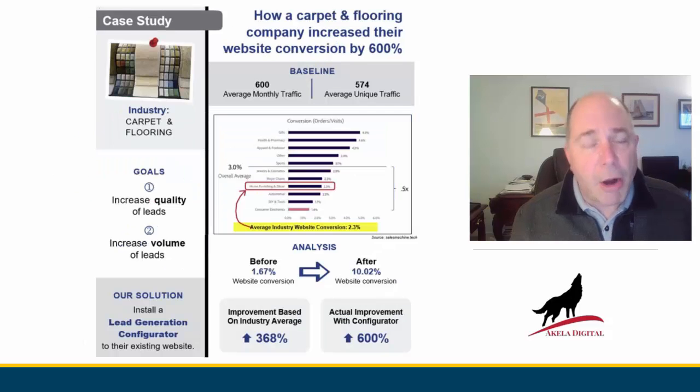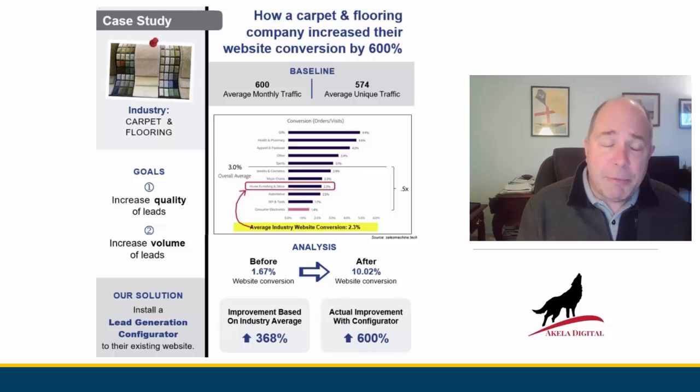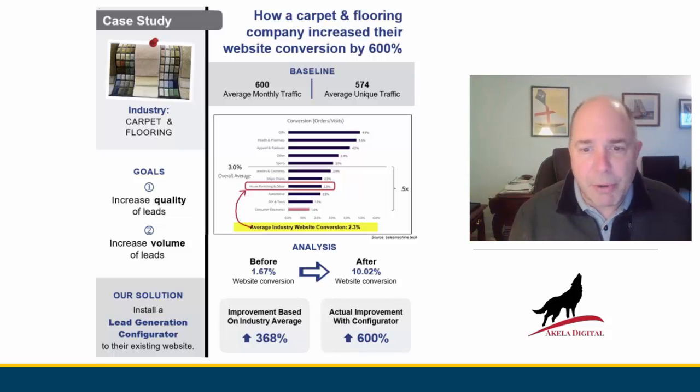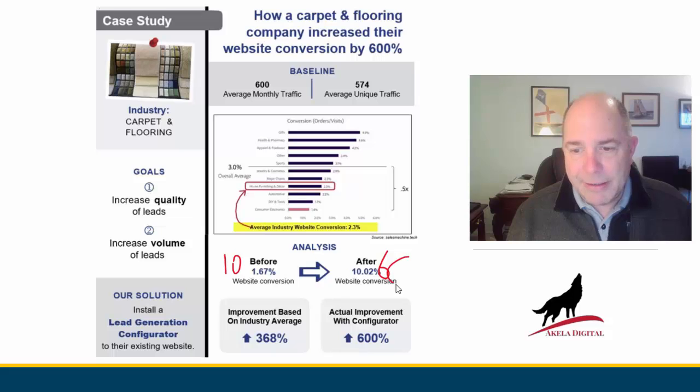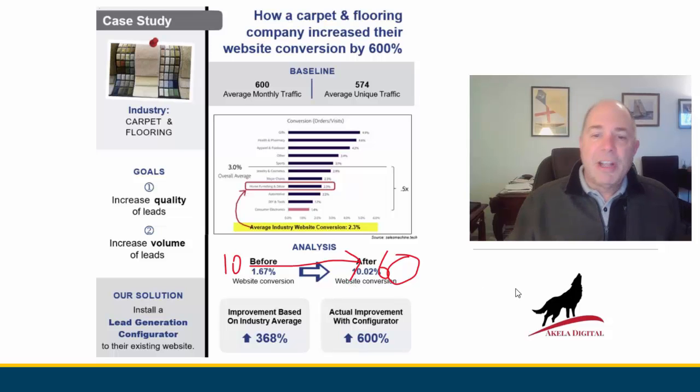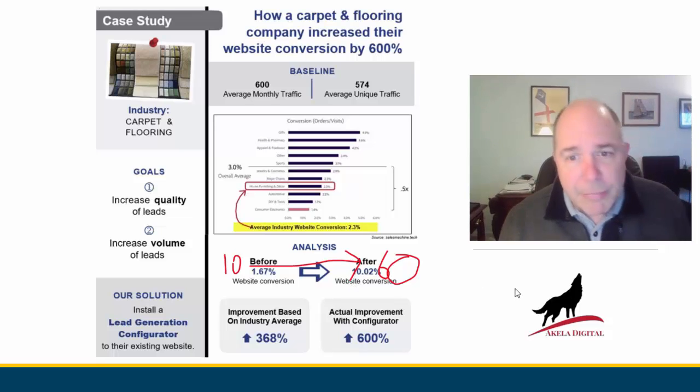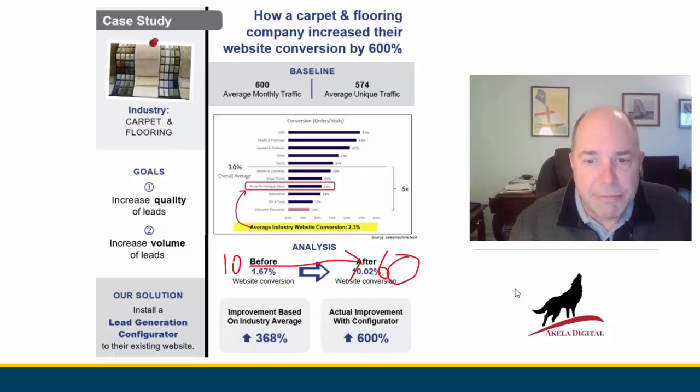And of course, they are better leads. They're not just getting name and phone number. You're getting everything about the project coming across on the lead. Here's another one. This happened to be carpeting. 600 leads before, 1.67%. That's about 10 leads. After, they're at 60 leads. They go from 10 to 60 leads just from putting the configurator on their website.